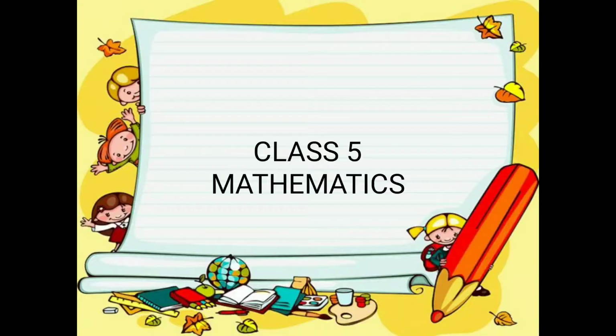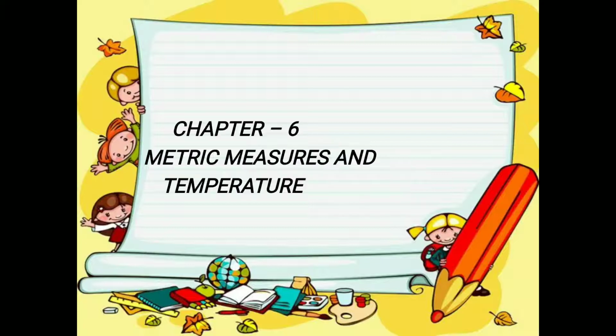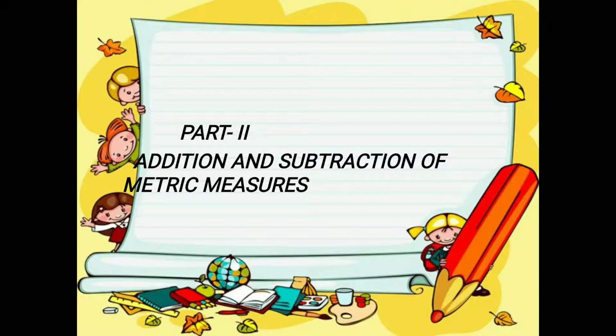This is class 5 mathematics. The chapter name is metric measures and temperature. In this video, we are going to see part 2, that is addition and subtraction of metric measures. In the previous video, we have learned what the basic units are and how to convert them into decimal form. Now here you are going to see how to add and subtract.